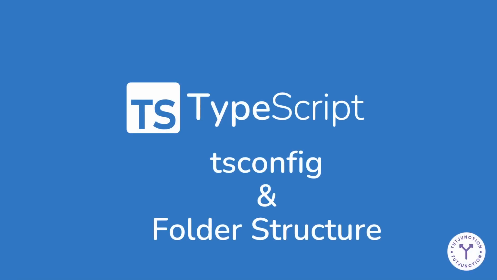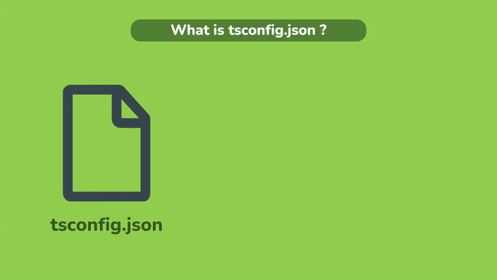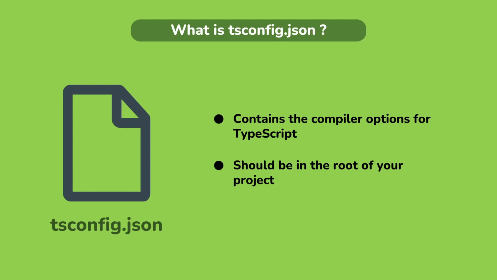In this section, let's see how to take control of the compilation process with the tsconfig file and organize files in a much cleaner way. First, let's look at what the tsconfig file really is. It is the file that contains the compiler options for TypeScript in our project. This file should be within the root directory of our project. In this tutorial, let's see how to generate a tsconfig file for our project and configure it with some settings.